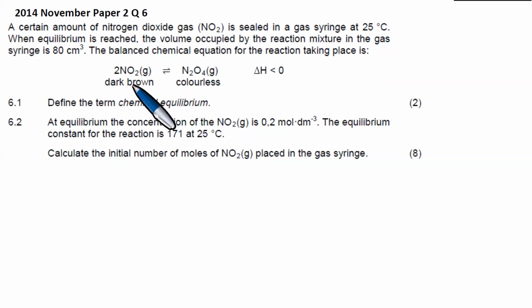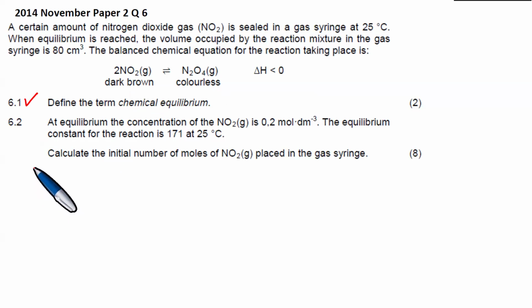Now, we have NO2 dark brown, changes to colorless. Colorless becomes dark brown. Define the term chemical equilibrium. Right, so let us look at the first question first. 6.1. What is the meaning of the term chemical equilibrium?